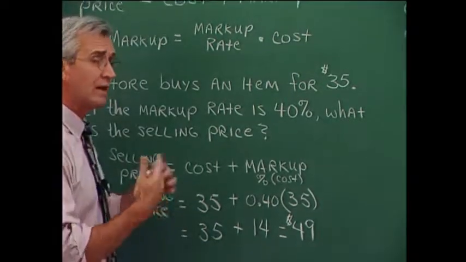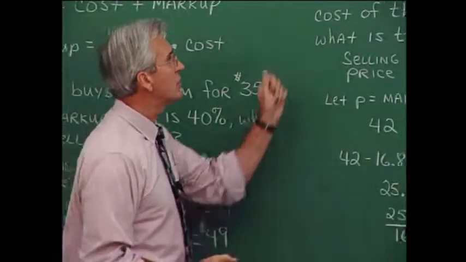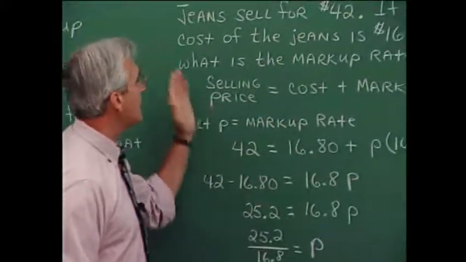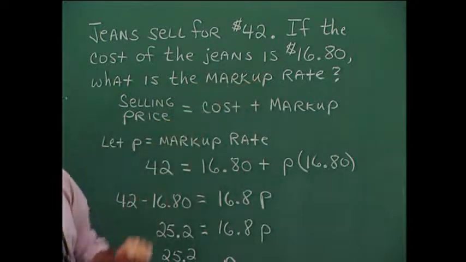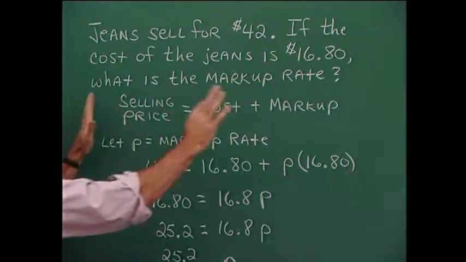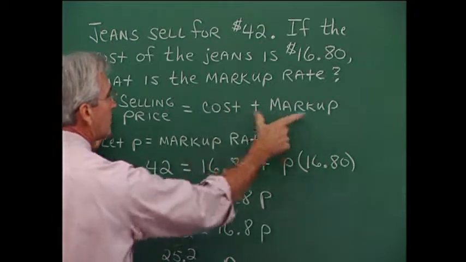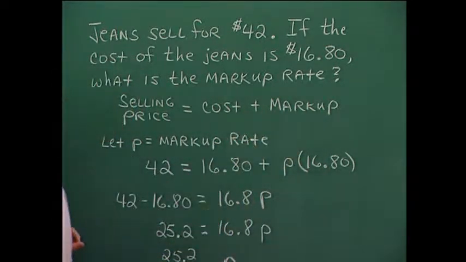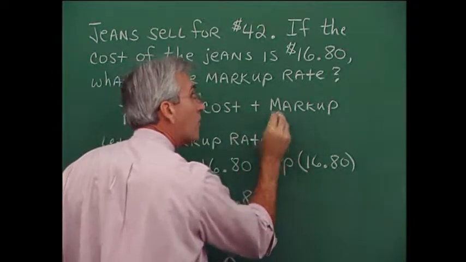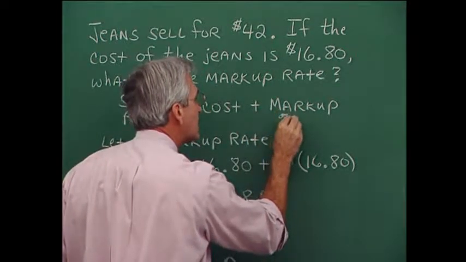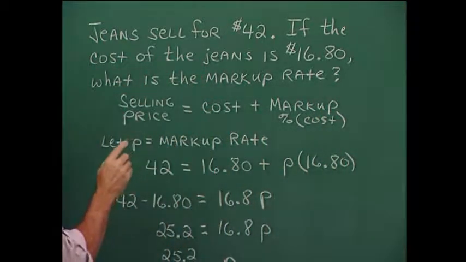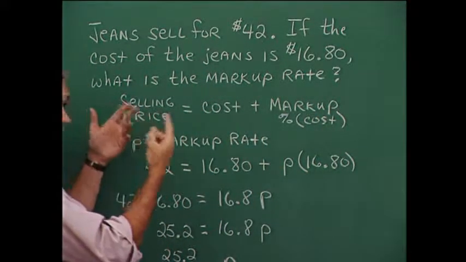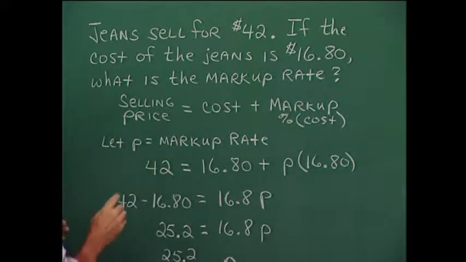Here's another one where we're trying to find the markup rate. Let's say some jeans sell for $42. If the cost of the jeans is $16.80, what's the markup rate? Well, let's see. We understand our general idea is that selling price is cost plus markup, and we understand that the markup is some markup rate, a percent, times the cost. We have to bear that in mind. Now, we need a label for what's unknown here, and the markup rate is unknown, so we'll let P stand in for the markup rate.